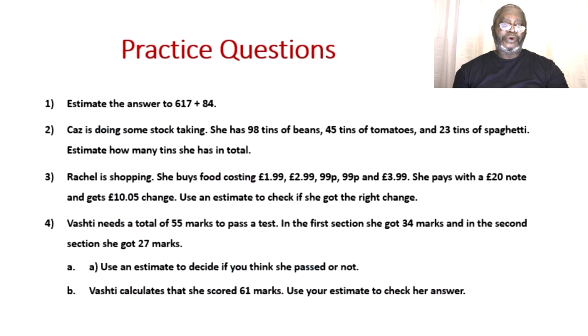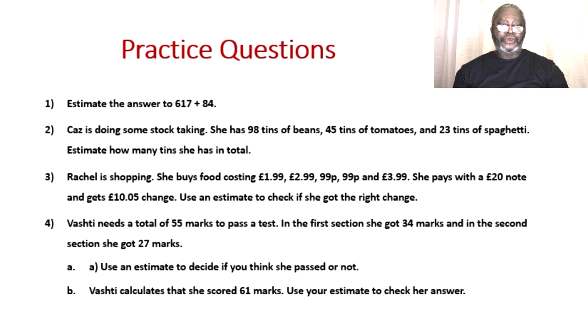Here are some practice questions. You've got 4. Number 1, estimate the answer to 617 plus 84. Number 2, Kaz is doing some stock taking. She has 98 tins of beans, 45 tins of tomatoes, and 23 tins of spaghetti. Estimate how many tins she has in total.